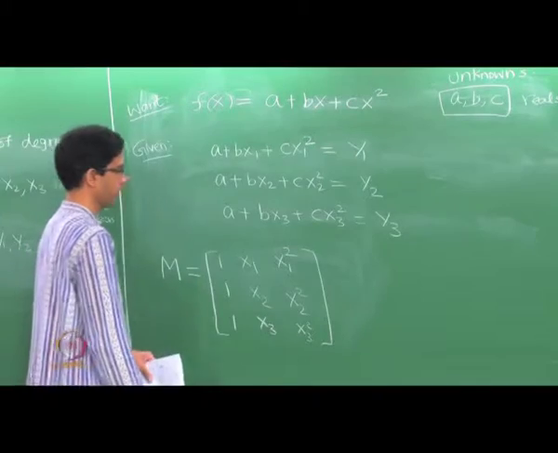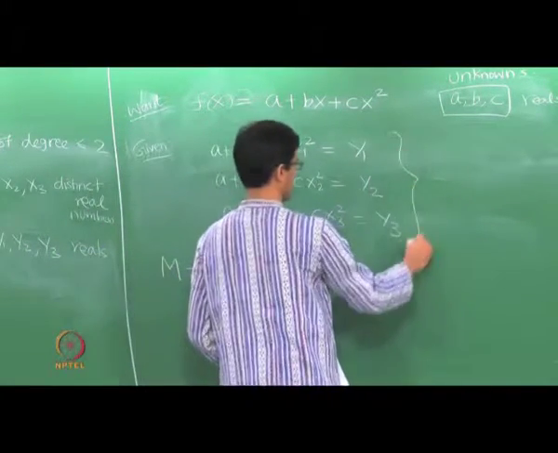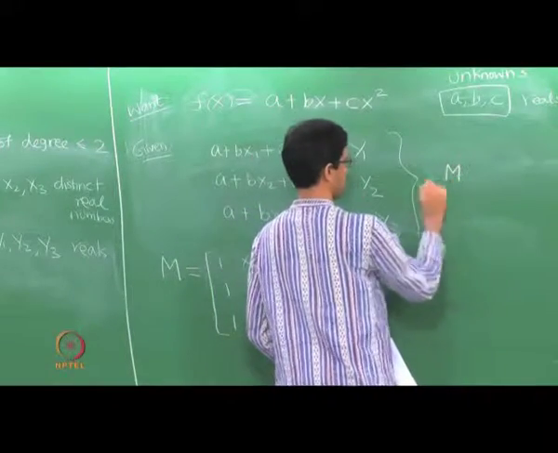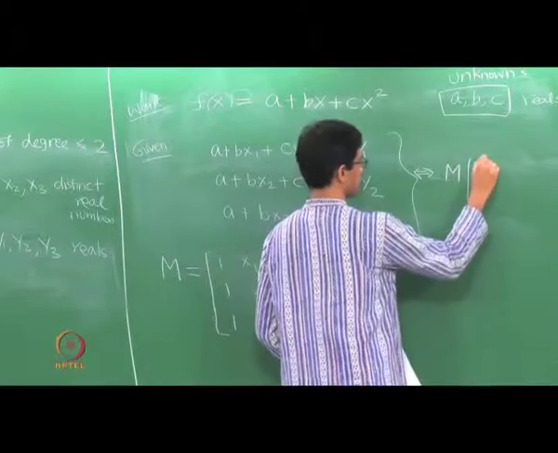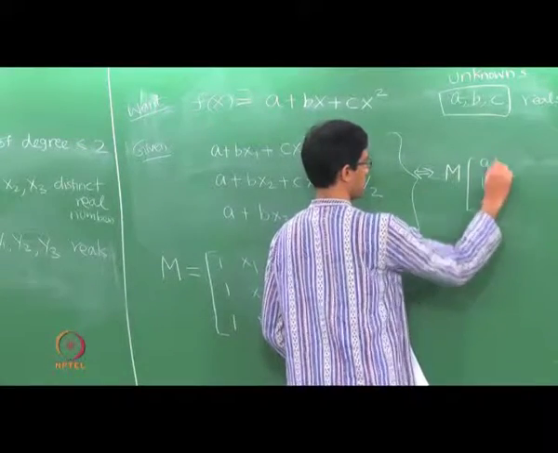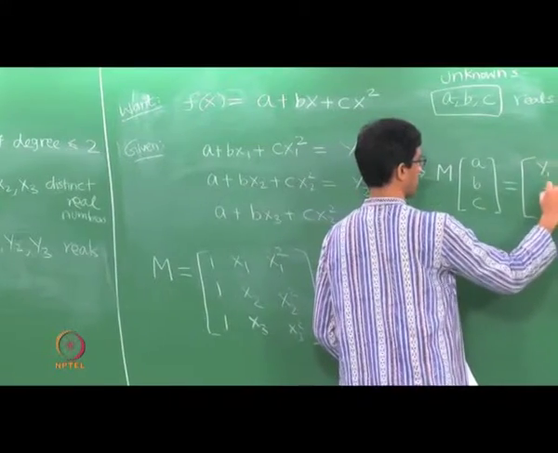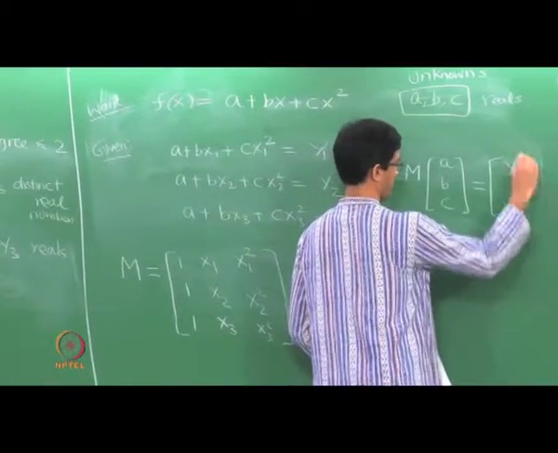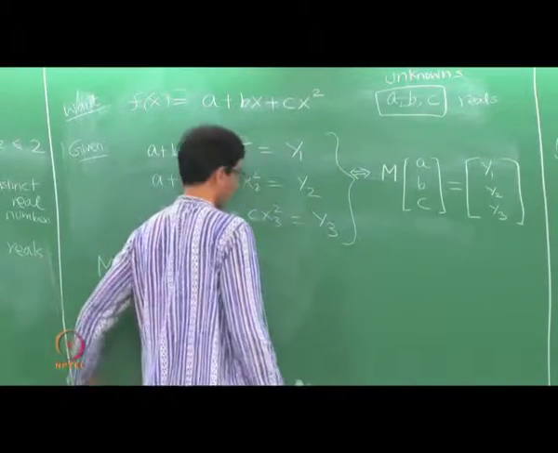That's the matrix M. And what does the system now become? The system becomes the following. It's the matrix M. So this is equivalent to M times the vector A, B, C. That's the unknowns, becomes y1, y2, y3. Okay, so we've rewritten our system of equations.